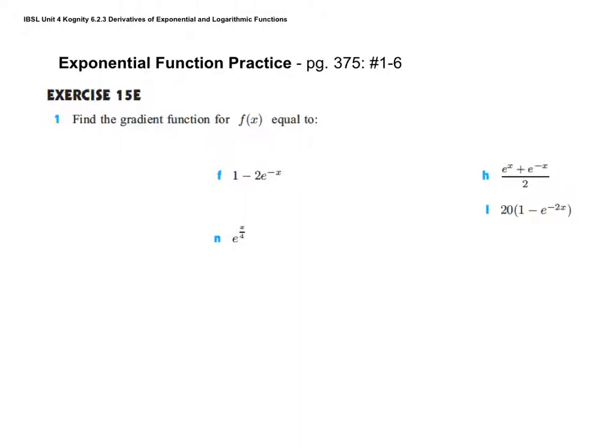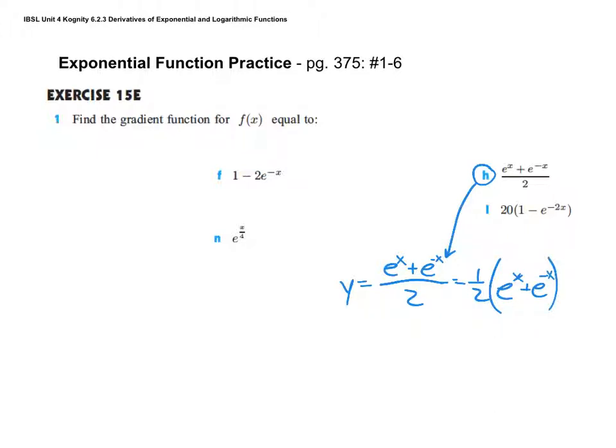So here's what we're doing. Pick one. H. Okay, so let's do H. So I have e to the x plus e to the negative x all over 2. That's y. Now the first thing I'm going to do, and I don't necessarily have to write it this way, but at least in my head I'm thinking this way. That over 2 part is really just a constant multiple, right? So I could rewrite this as 1/2 times e to the x plus e to the negative x.